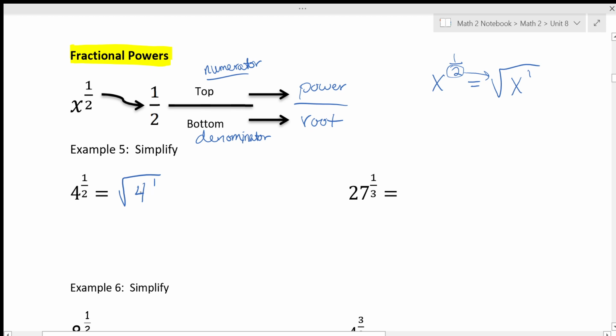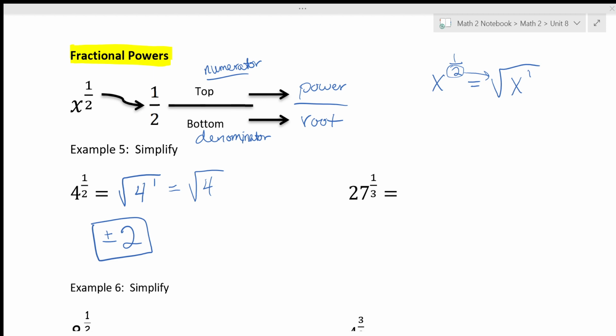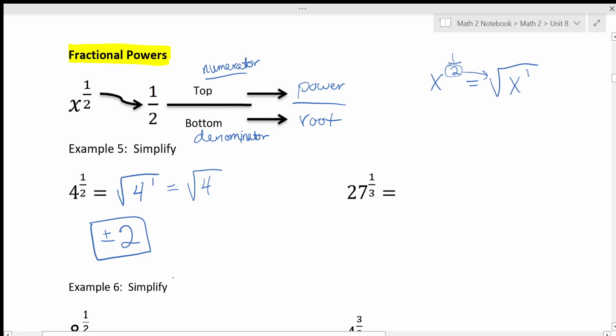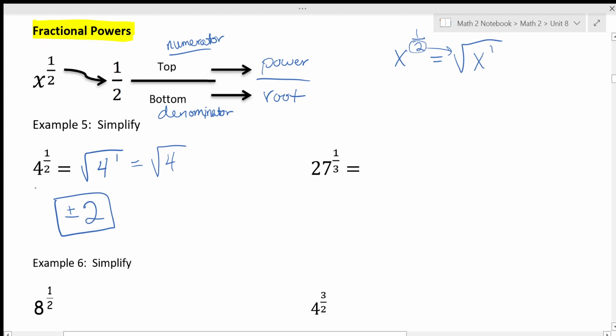And that exponent right there can go outside your radical or inside your radical. It doesn't matter. So what we're going to do here is find the square root of 4 to the first power. Well, 4 to the first power is just 4, so we're just looking for the square root of 4, and the square root of 4 is 2, or more accurately, plus or minus 2. So 4 to the 1/2 is plus or minus 2.